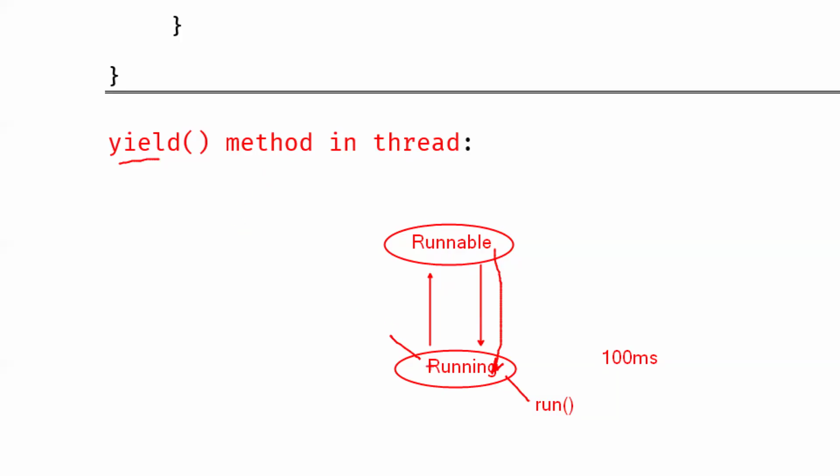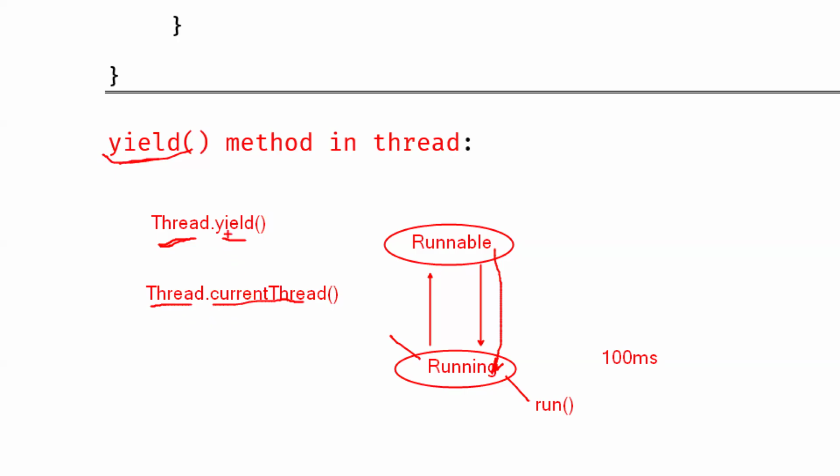So for that, we have to call this method, the yield method. The yield method is a static method. A static method can be called with the class name. What's the class name? Thread.yield. Like I told you, Thread.currentThread, we used this statement today. It's a static method of which class? The Thread class.